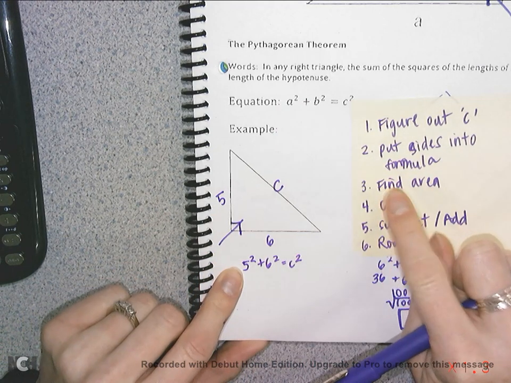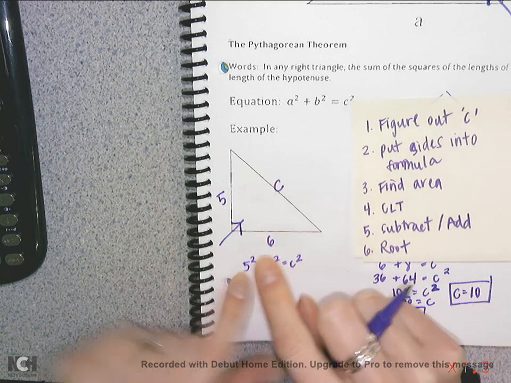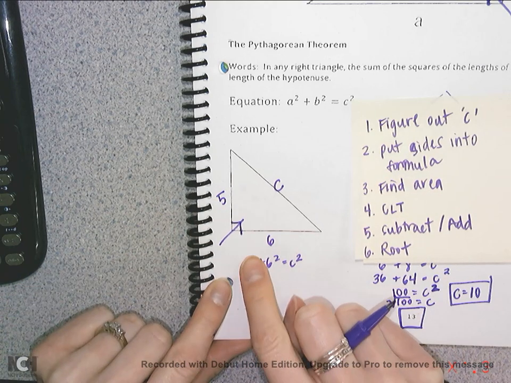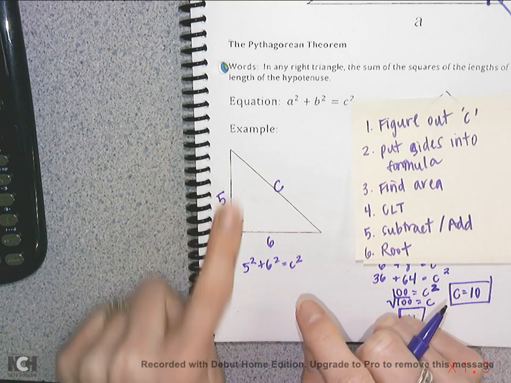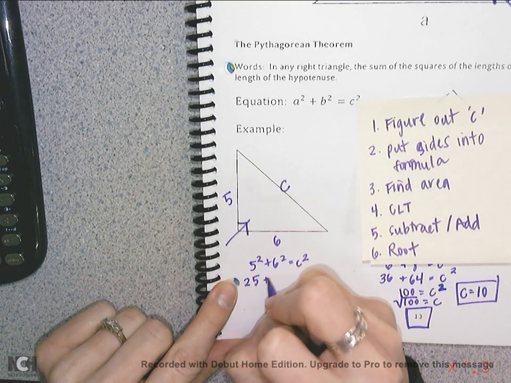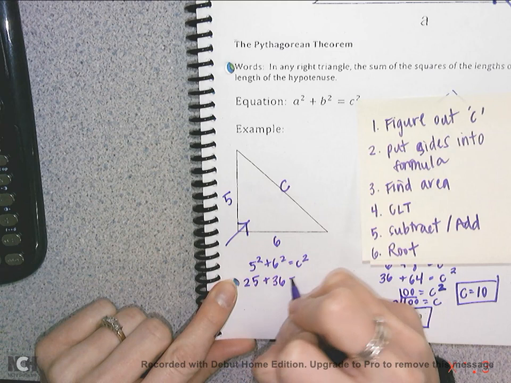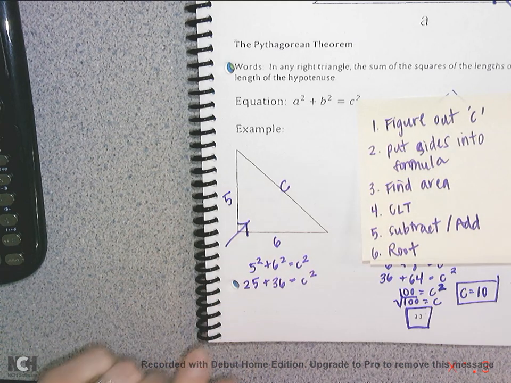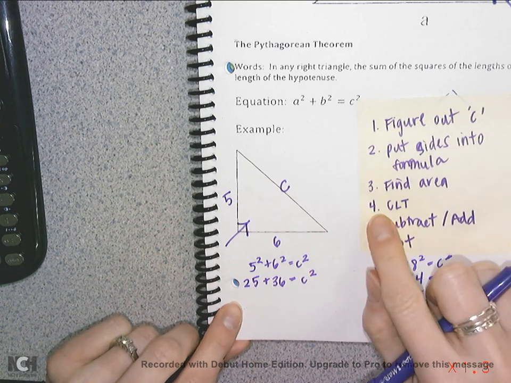The next thing we need to do is find the areas. Remember, these two legs make areas. So 5 squared is the area of this pretend square that you can't see. So 5 squared is 25, and 6 squared is 36. Make sure you're doing this with me. And then we're going to combine like terms.